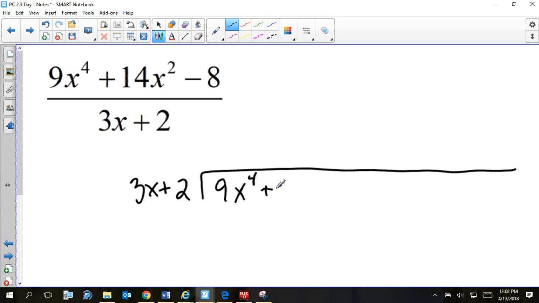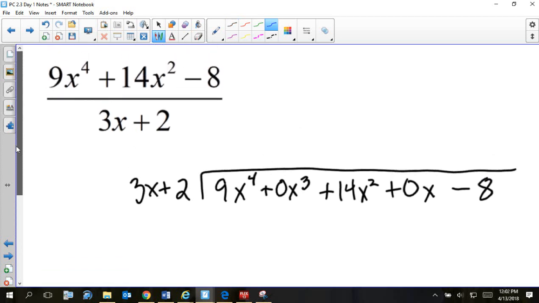So I'm going to have to put in plus 0x to the 3rd, then plus 14x squared, plus 0x, and then minus 8. Anything that's missing, including the constant, if I didn't have that minus 8, you'd have to put a 0 in that spot. So now what do we do? Divide. If you put 9x to the 4th over 3x, that might help you figure out what 3x times whatever is 9x to the 4th. What goes there?